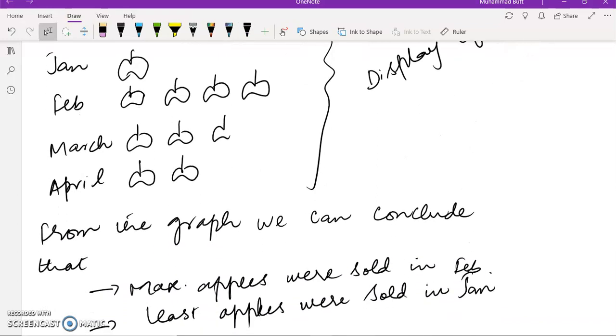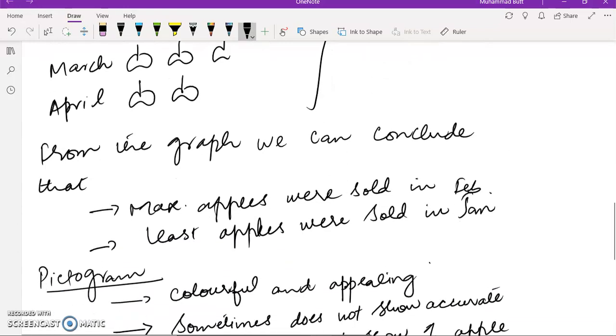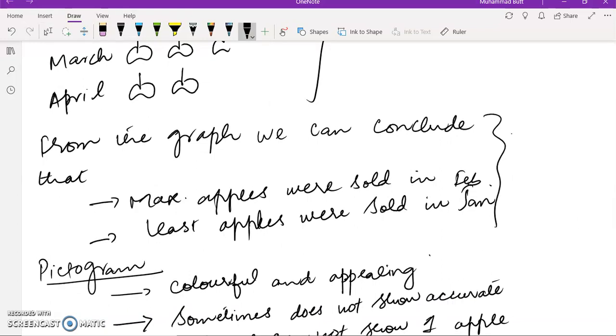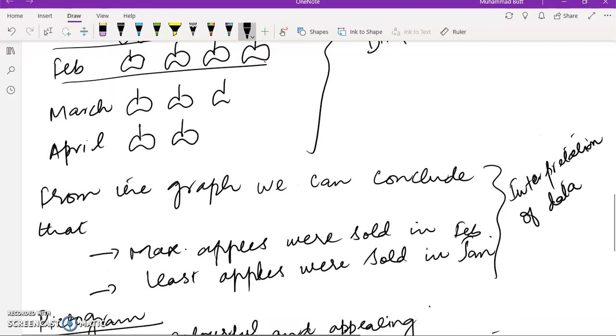From the graph, we can conclude that maximum apples were sold in February, whereas least apples were sold in January. This stage is called interpretation of data, as we are drawing the conclusion from the graph. So we are interpreting the results, and this stage is called interpretation of data.